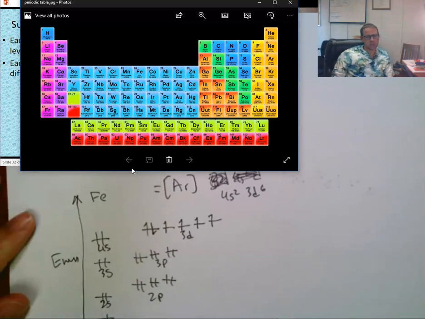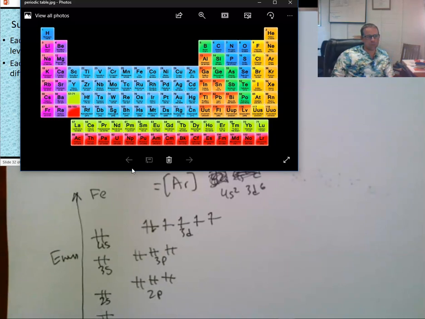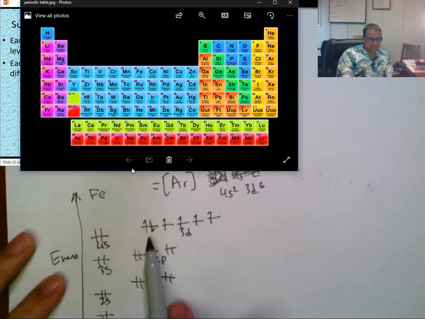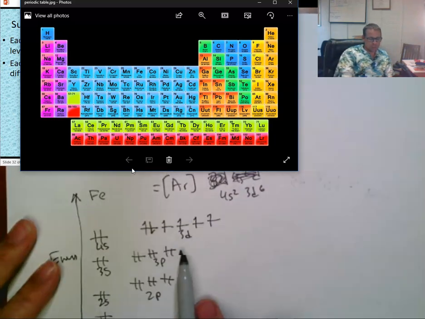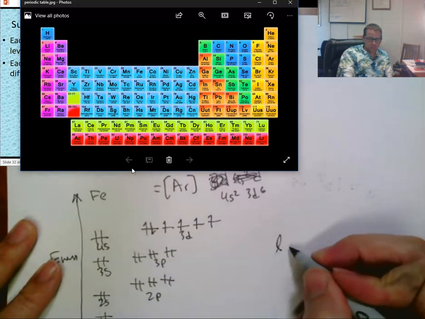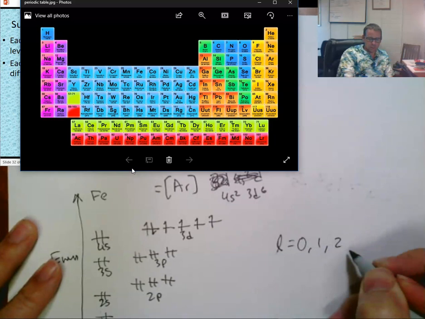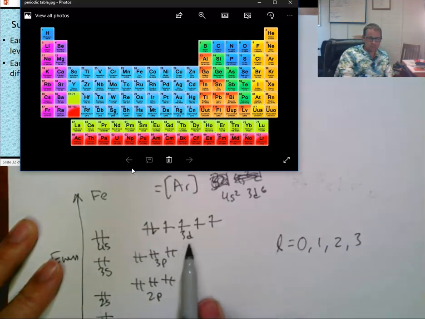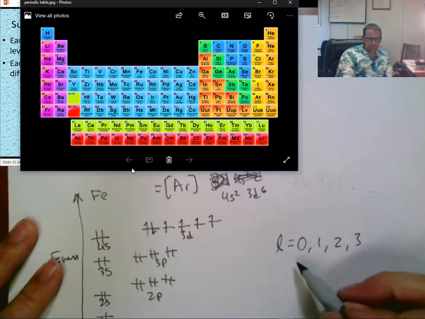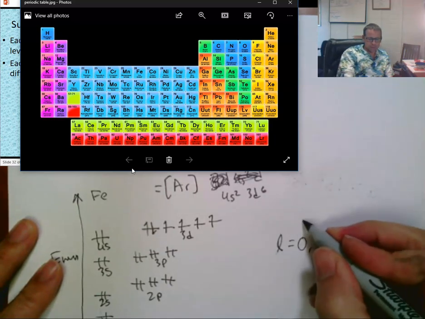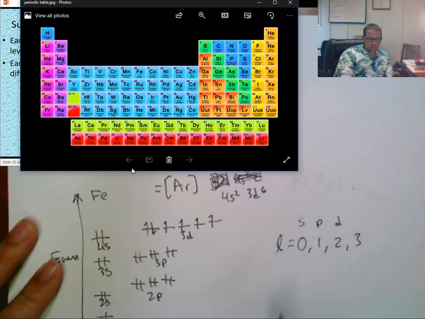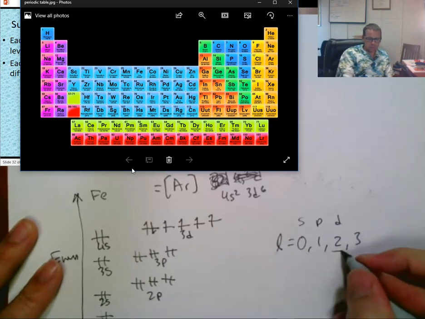All right, so. I have a question. Yeah. Why are there 5 lines in the D category? Well, those 5 lines correspond to, do you remember what the L value is for D? L can be 0, 1, 2, 3. What does L equal when we're talking about D? 2, that's right. This was SPD. So we're talking about L equals 2.